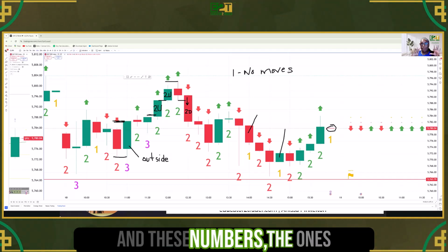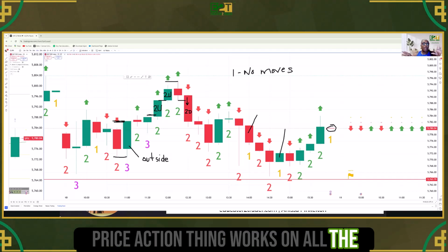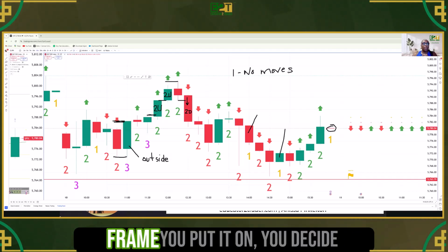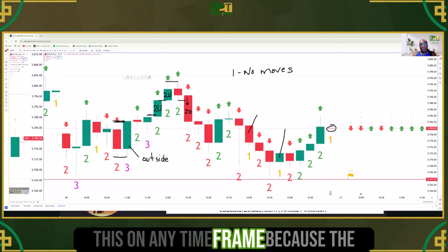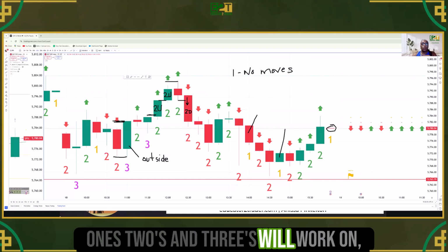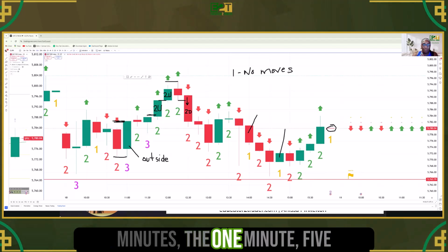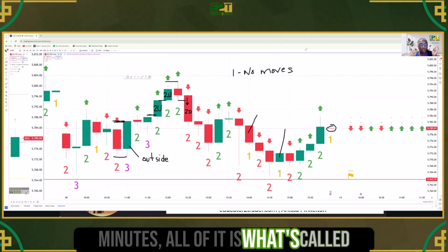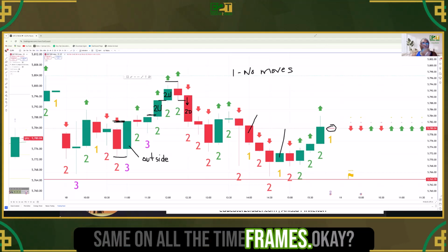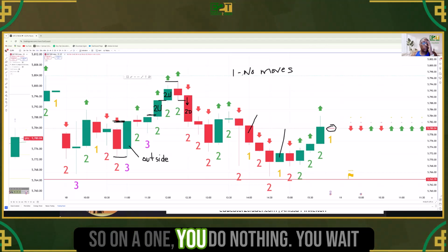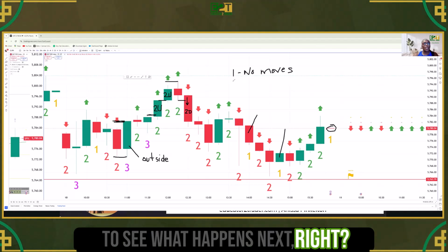Right? And these numbers, the 1s, 2s, and 3s, this price action thing works on all time frames. Whatever time frame you decide you're going to trade, you can trade this on any time frame because the 1s, 2s, and 3s will work on the daily, the hourly, the monthly, the 1 minute, 5 minute, all of them. It's what's called price is fractal. This works the same on all the time frames. Okay. So on a 1, you do nothing. You wait to see what happens next, right?